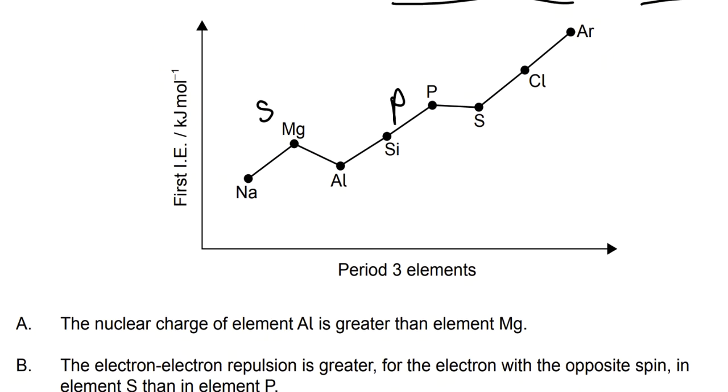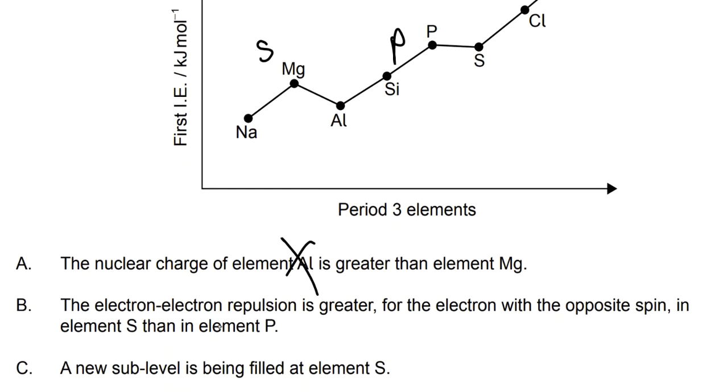The nuclear charge of element Al is greater than element Mg. Well, that doesn't explain why ionization energy should go down because, if anything, if nuclear charge is greater, there's greater pull on the electron, so more energy would be needed to remove those electrons, hence having a higher first ionization energy. So A is incorrect.